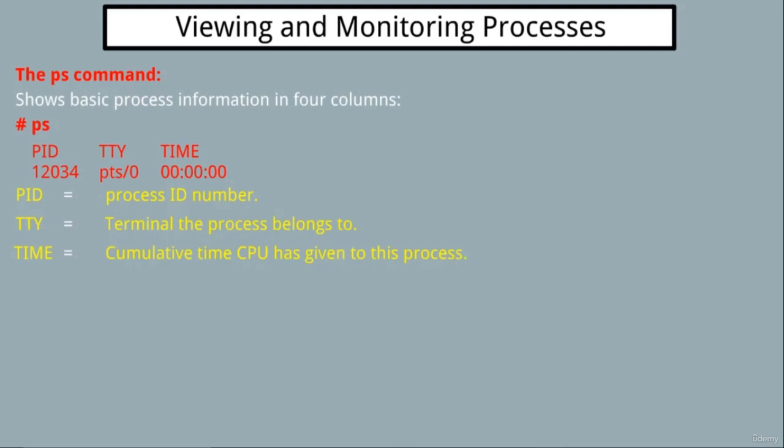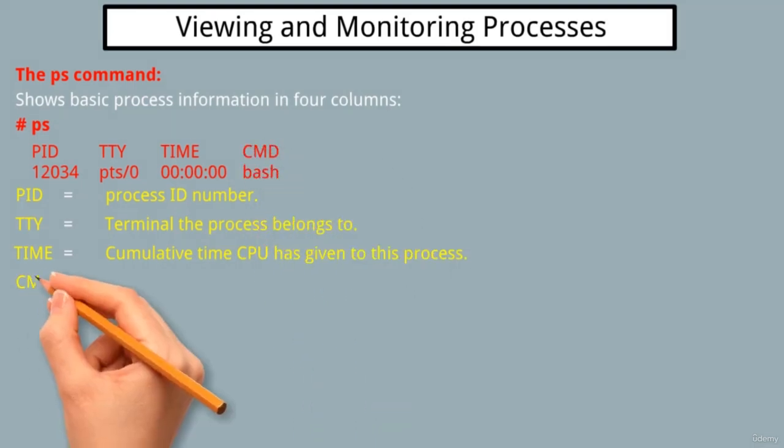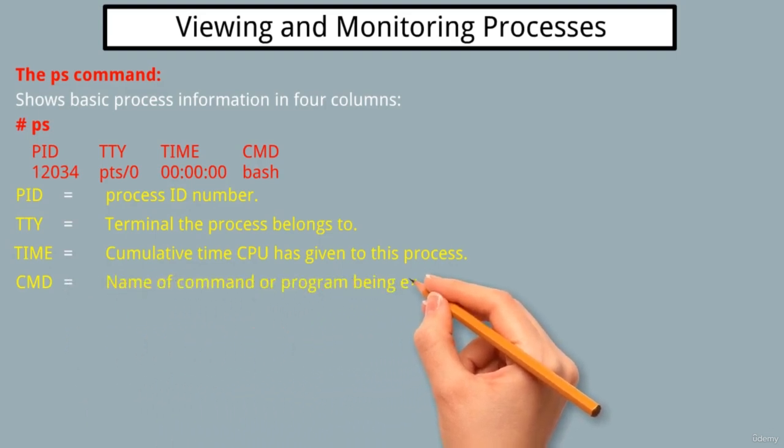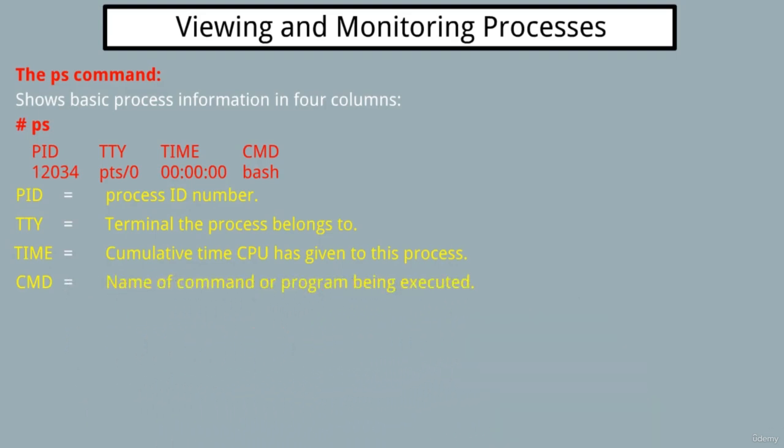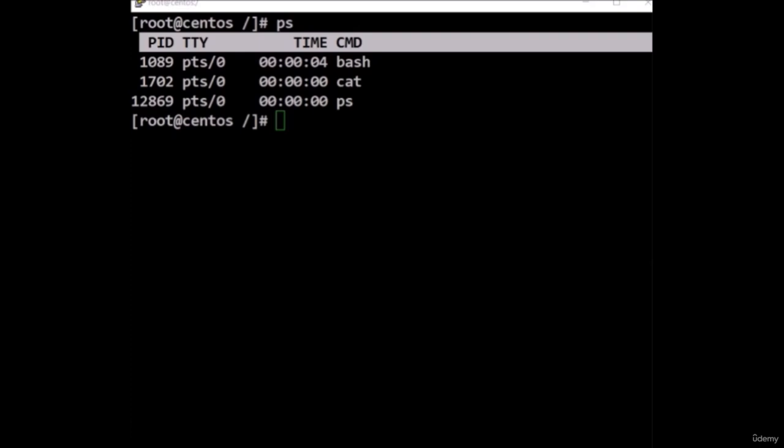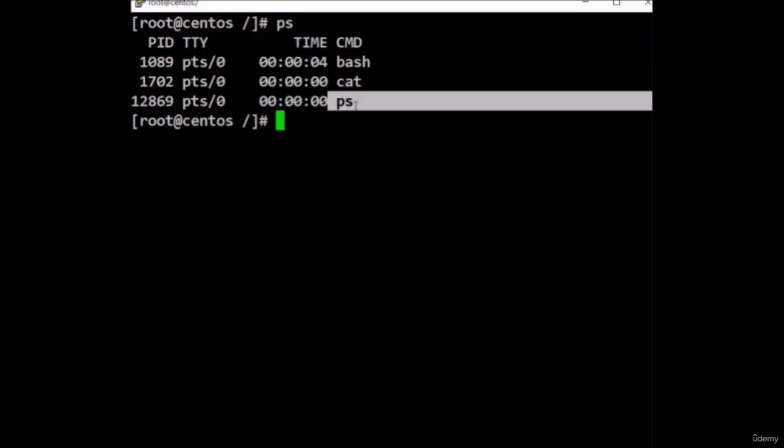And the last one is CMD. Call it command, or the name of the command or program which is being executed right now. For example, we have bash, we have cat, we have the ps command which we're currently running, and it's showing us what command is running. This is the basic information which you find in 4 columns when you run just the ps command.